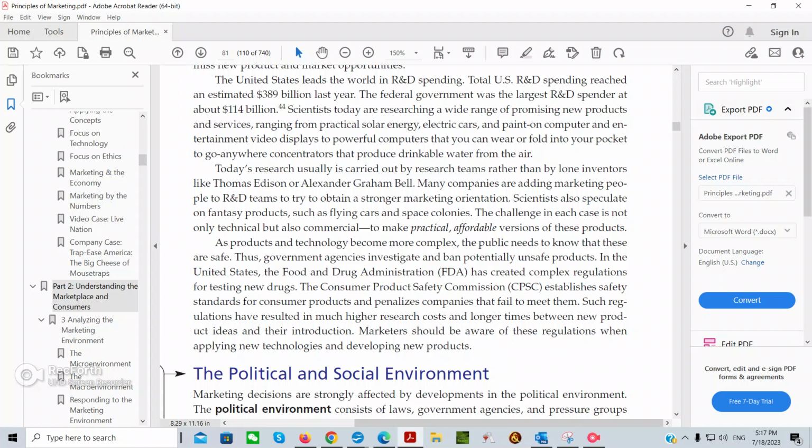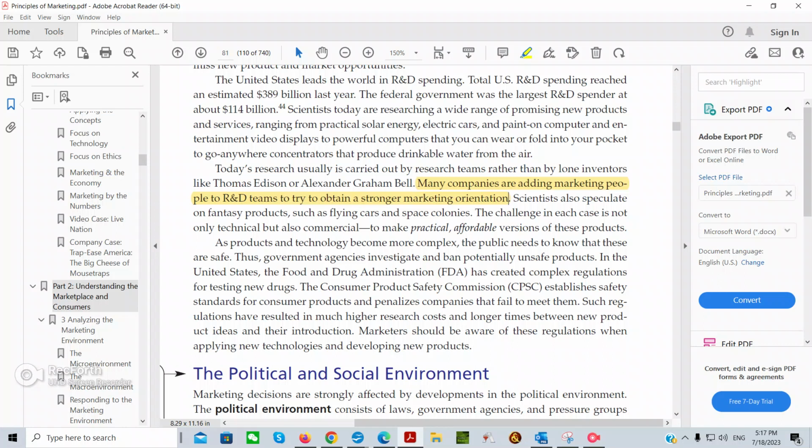Today's research usually is carried out by a research team rather than lone inventors like Thomas Edison or Alexander Graham Bell. Many companies are adding marketing people to R&D teams. Why? To try to obtain a stronger marketing orientation. Okay? You need to market it in terms of the technology, and your technology needs to be marketing focused.